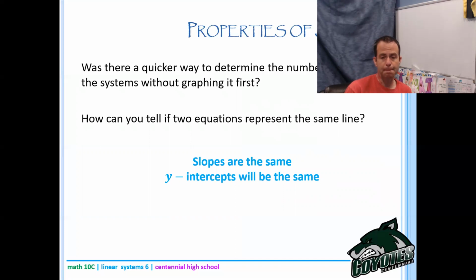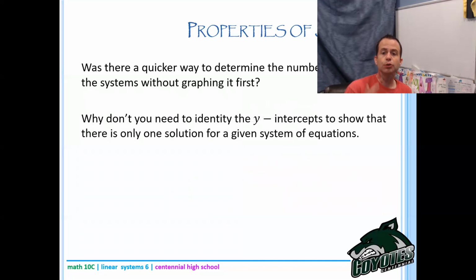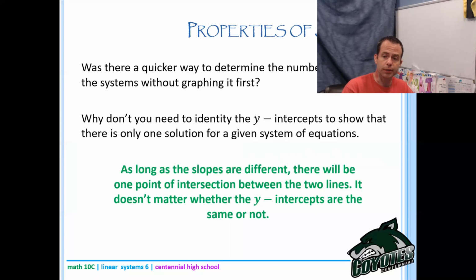Okay. All right, why don't you need to identify the y-intercepts to show that there's only one solution? Because as soon as the slopes are different, at some point, they will cross. If the y-intercepts were the same, they just happen to cross at the y-intercept. If the y-intercepts are different, they happen to cross at a place that's not the y-intercept, okay? So as long as the slopes are different, there will be one point of intersection between the two lines. It doesn't matter whether the y-intercepts are the same or not.